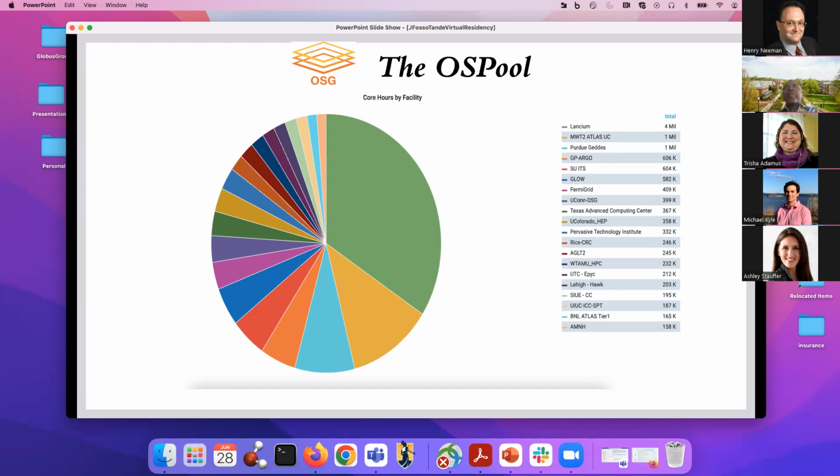So this is a fair distribution. This is just a snapshot. There are so many institutions. I just took a snapshot of a few. As we can see, Lancium has about 4 million core hours contributed to the OSG. You have from millions to about thousands of them. So every bit of compute resource is important.